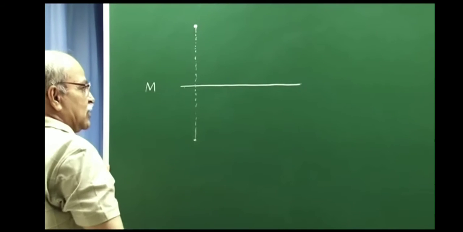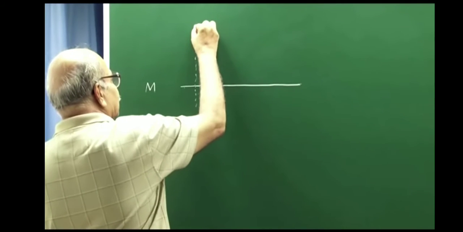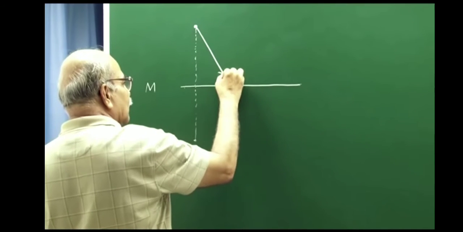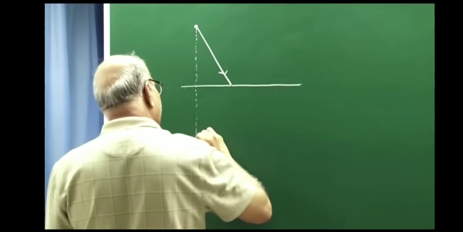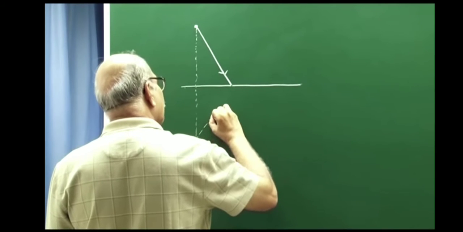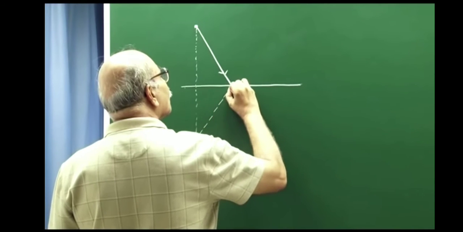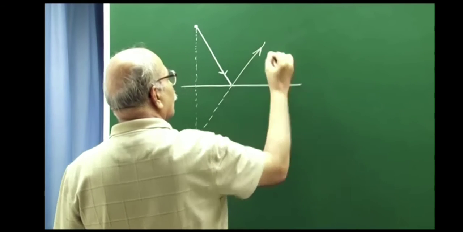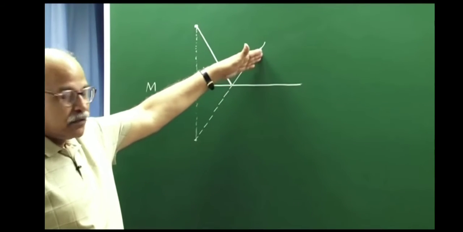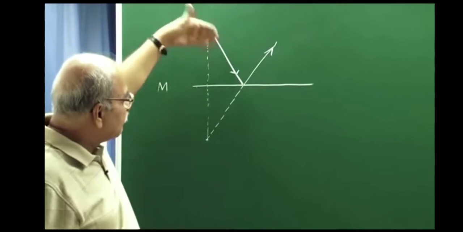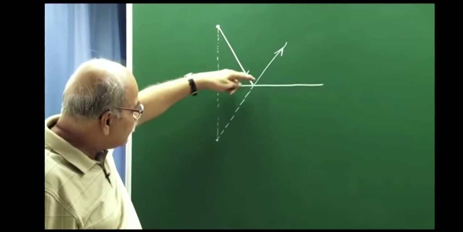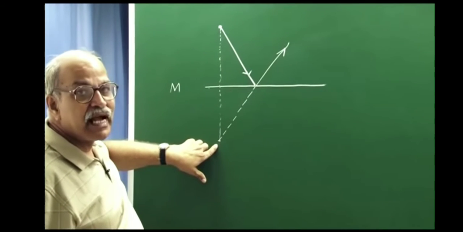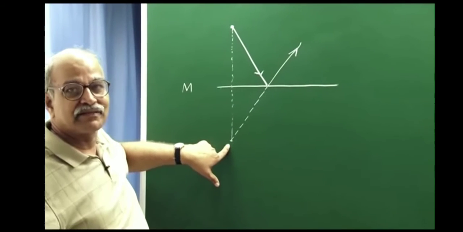Now do this geometry, show that any incident light ray when reflected will go through this point. It is reflected, but if you extend it on the other side, this reflected ray when extended on this side must pass through this, and this is true for all reflected rays.